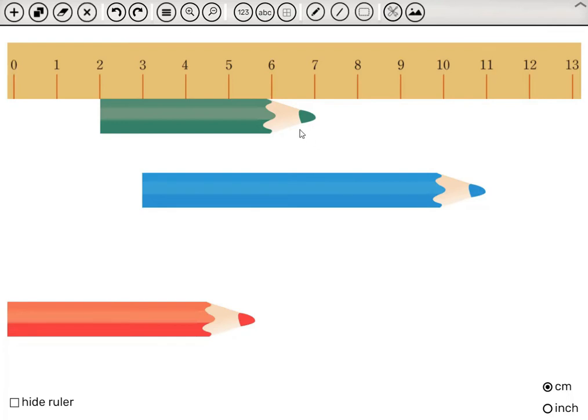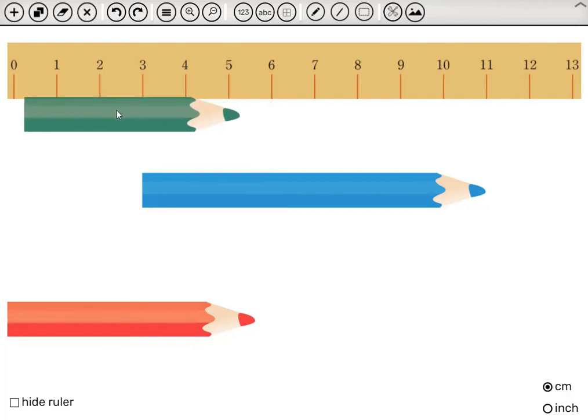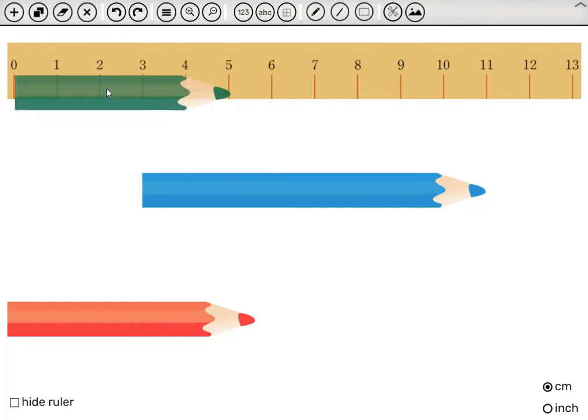Well, if a student says 7, we just point out that the pencil doesn't start from the 0. The ruler here is like an axis, and the question we have here is 7 minus 2. And the answer is 5. And we can also show this by dragging the pencil back here to 0.